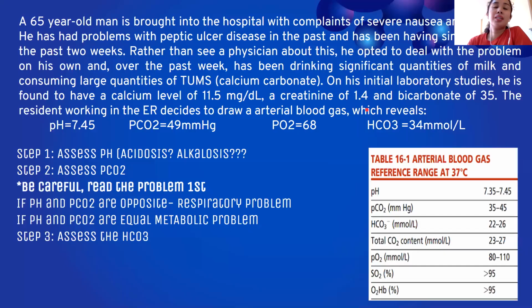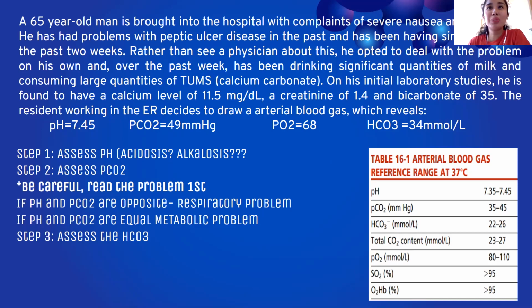Okay? So next, guys, a 64-year-old man is brought into the hospital with complaints of severe nausea and weakness. He has had problems with peptic ulcer in the past and has been having similar pain for the past 2 weeks. So class, peptic ulcer, parang metabolic, hindi lang problem. Rather than see a physician about this, he opted to deal with the problem, self-medication, on his own. And over the past week, he has been drinking significant quantities of milk.